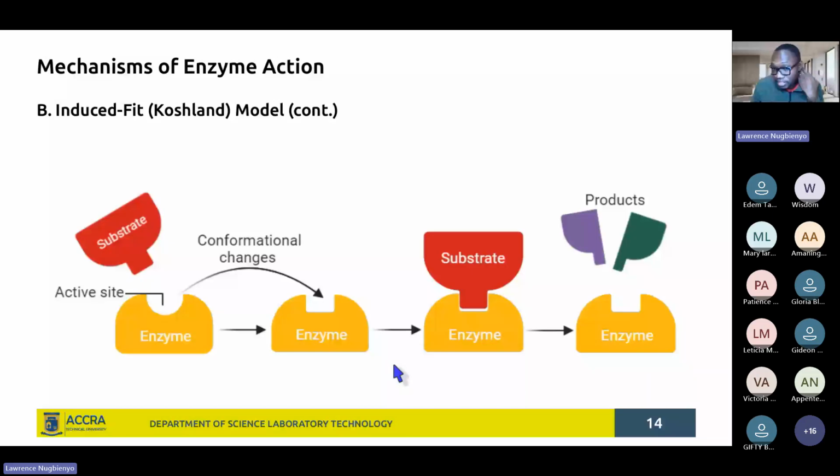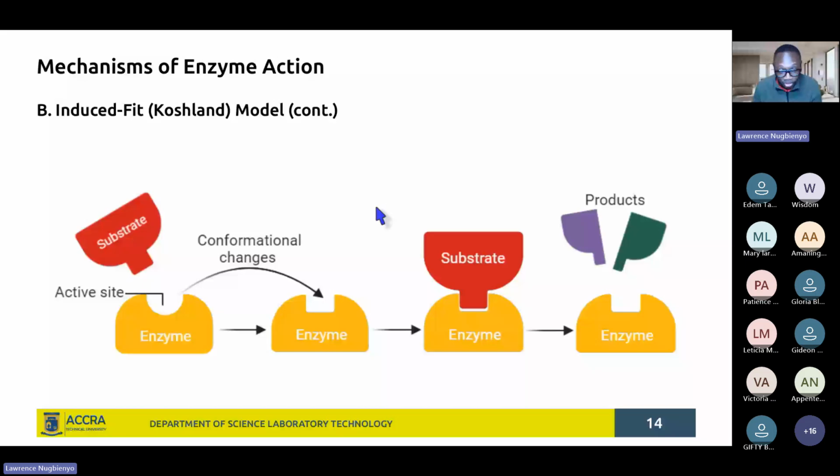And actually, this is the modern understanding of how enzymes act, to know that enzymes are dynamic, they are flexible. Even though they are specific to their substrate, you have such substrate specificity, but you also know that you have some enzymes that are group specific because we did classification of enzymes. So some enzymes will be acting on different substrates.